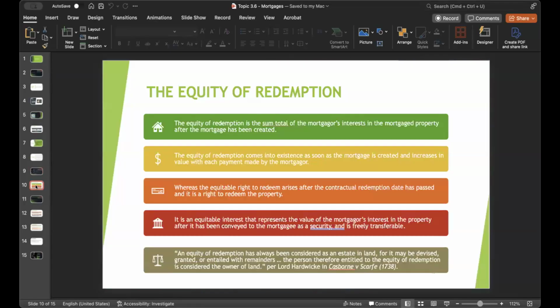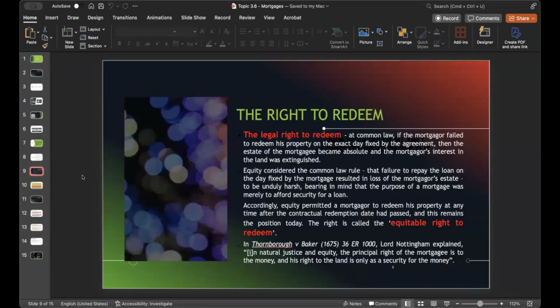I'll read it, Miss. I have no problem. At common law, if the mortgagor failed to redeem his property on the exact day fixed by the agreement, then the estate of the mortgagee became absolute, and the mortgagor's interest in the land was extinguished.